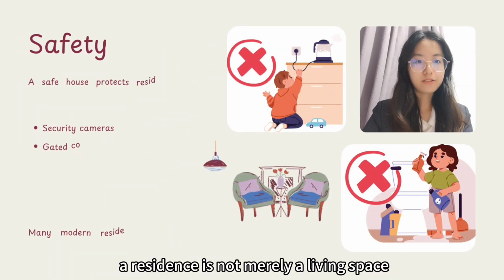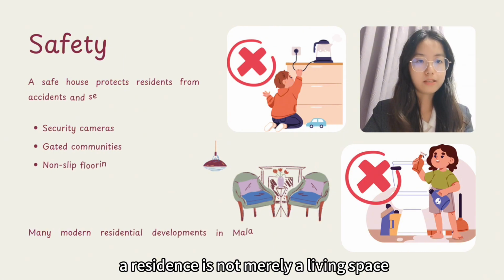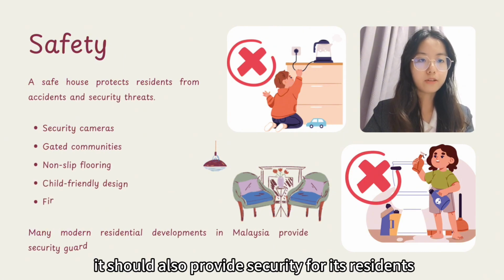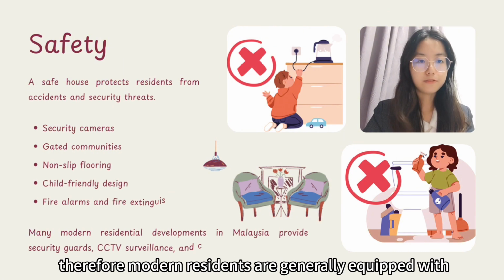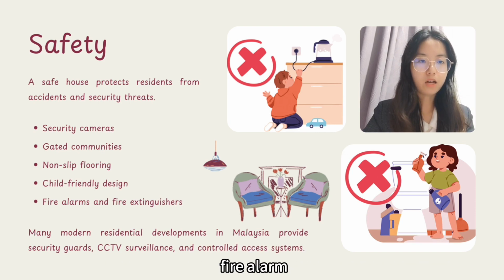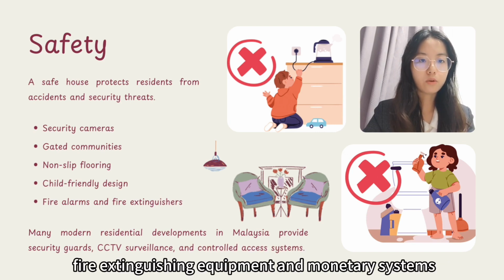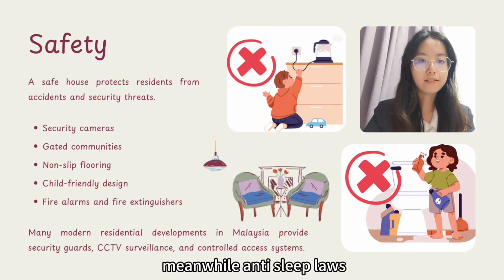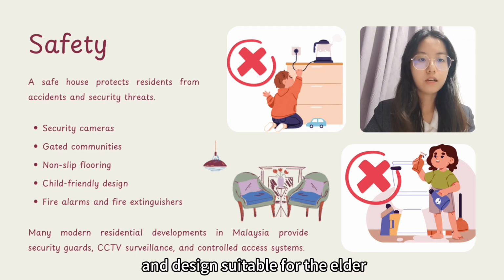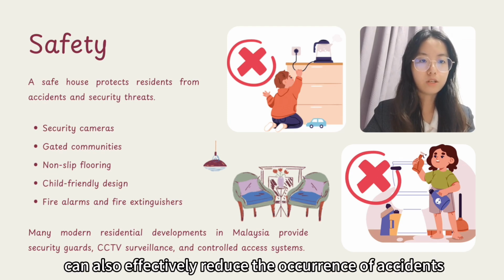A residence is not merely a living space, it should also provide security for its residents. Therefore, modern residences are generally equipped with fire alarms, fire extinguishing equipment, and monitoring systems. Meanwhile, anti-slip floors, child safety facilities, and designs suitable for the elderly can also effectively reduce the occurrence of accidents.